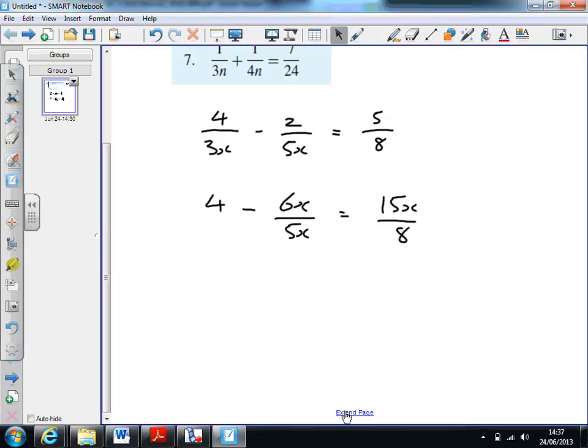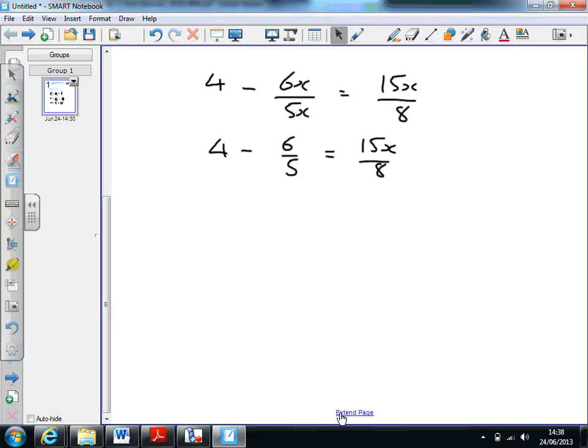Now looking at it, I've got x's at the bottom and the top in this term here. So I could actually cancel out these x's, because whatever x is, it's a number, remember, it divides into there and there. So actually the x's cancelled in this term, and I'm left with 4 minus 6 over 5 equals 15x over 8. At this point, we're playing around with fractions on the left-hand side.